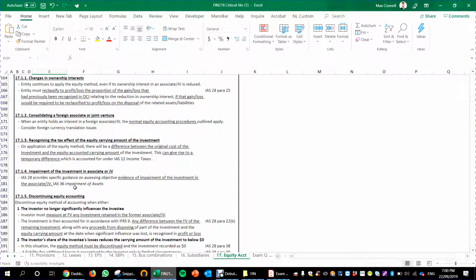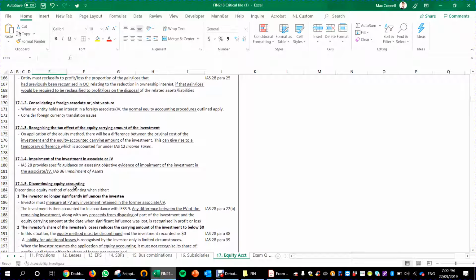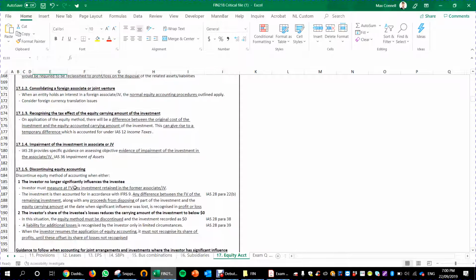Consolidating a foreign associate. When an entity holds an interest in a foreign associate or JV, the normal equity accounting procedures outlined apply. Recognizing the tax effect of the equity carrying amount of the investment. On application of the equity method, there will be a difference between the original cost of the investment and the equity accounted carrying amount. This can result in a temporary tax difference.